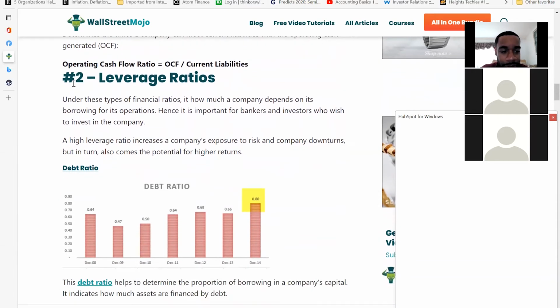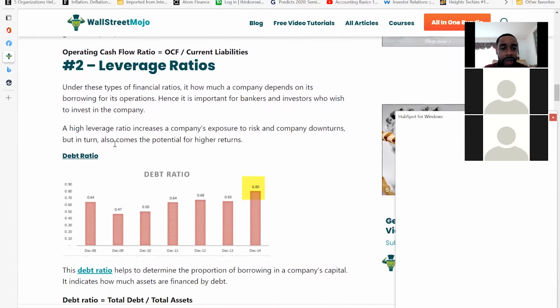Now, the other type of financial ratio is leverage ratios. Under these ratios, it's how much a company depends on borrowing for its operations. Hence, it's important for bankers and investors who wish to invest in the company. A high leverage ratio increases the company's exposure to risk and company downturns, but it also comes with the potential for higher returns.